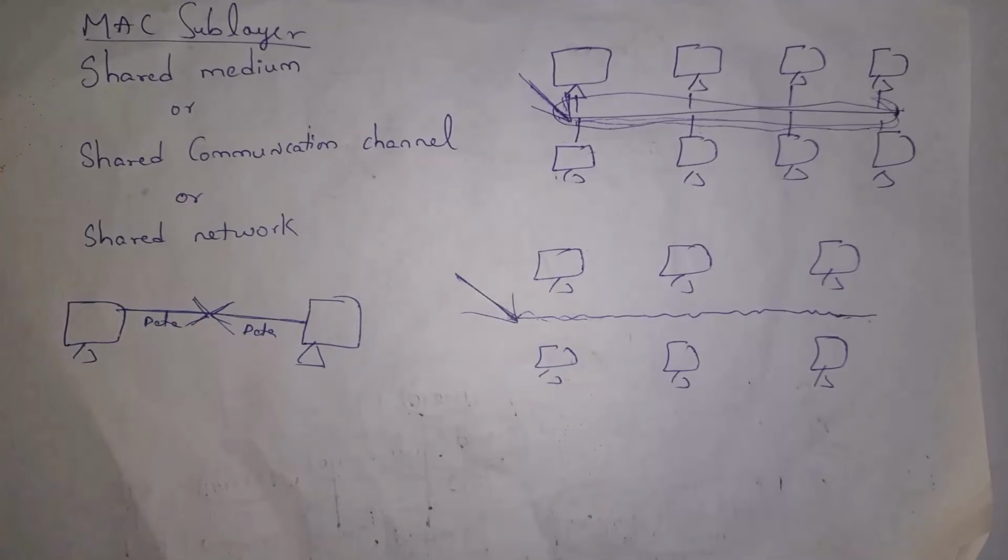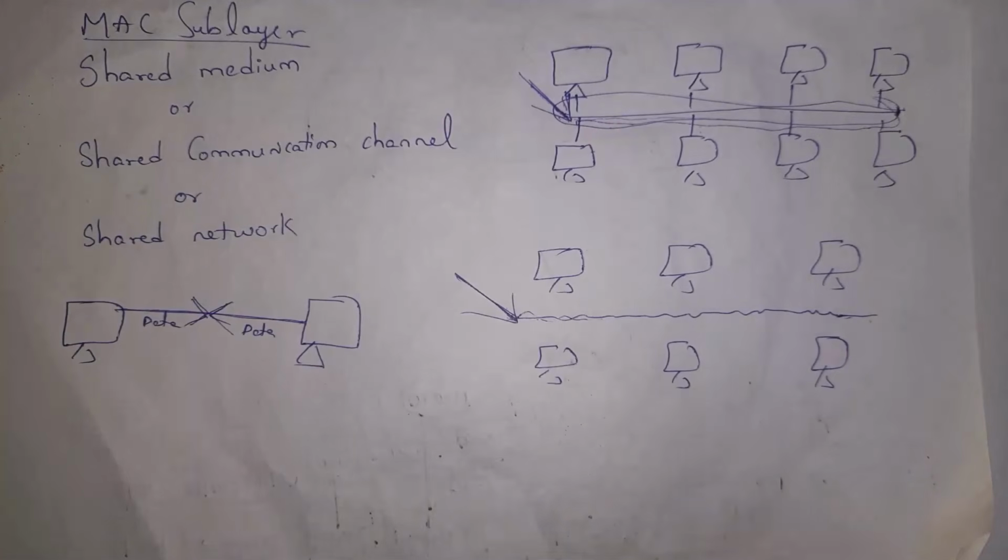So this MAC sublayer will allow only one computer to send data at the same time. MAC sublayer will not allow multiple devices to send data at the same time. So MAC sublayer will allow only single device to send data at the same time.